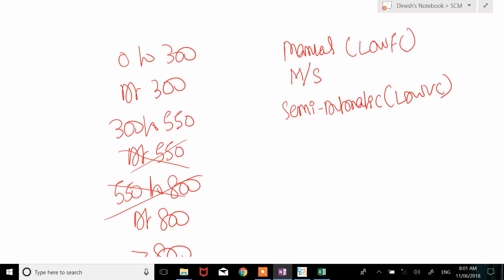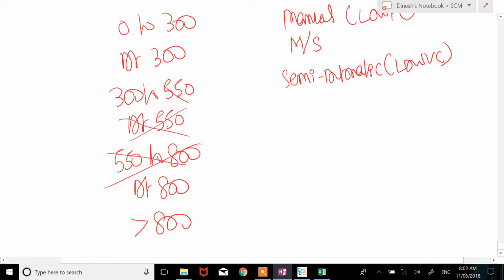That's why at 550 what you have got? Semi-automatic. Manual and fully can give you both the same cost. But semi-automatic is better than manual, and it's also better than fully automatic. So it's not 300 to 550, it's 300 to 800. That 550 indifference point which we have calculated is an irrelevant indifference point.